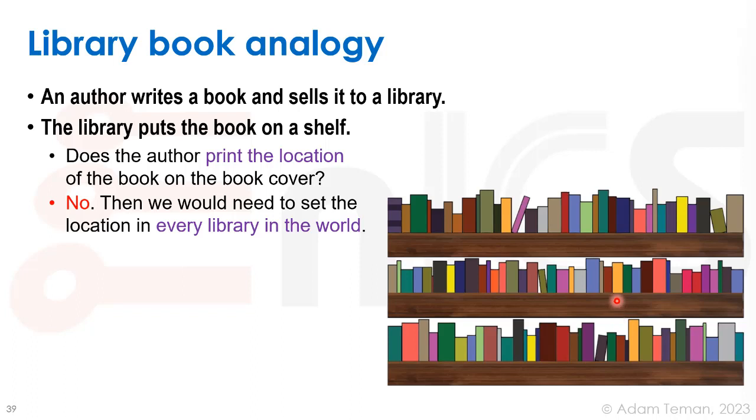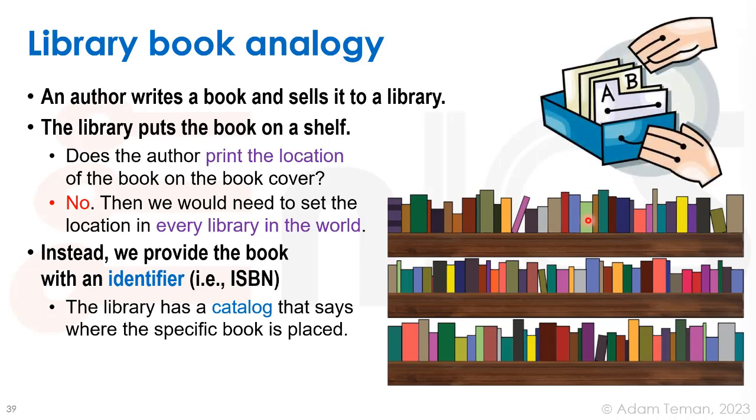That would be pretty tough, because then every library in the world would have to be set up exactly the same and have the same location where we would put the book. So what do we do to solve that type of a problem? Because it really doesn't make sense. We provide the book with some sort of identifier. We call it an ISBN in the book world.